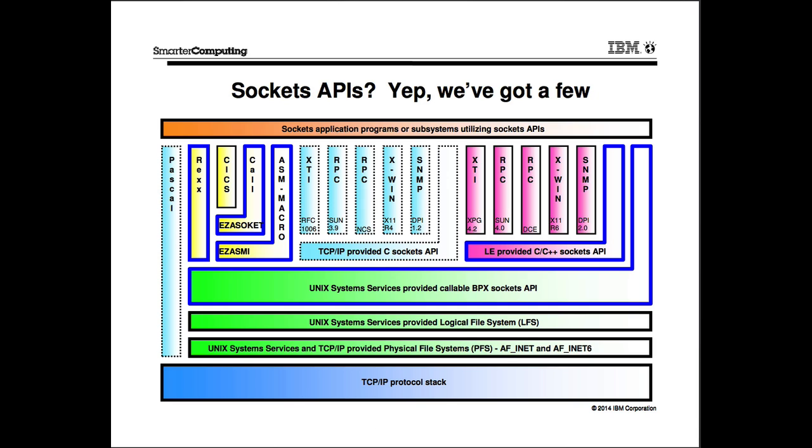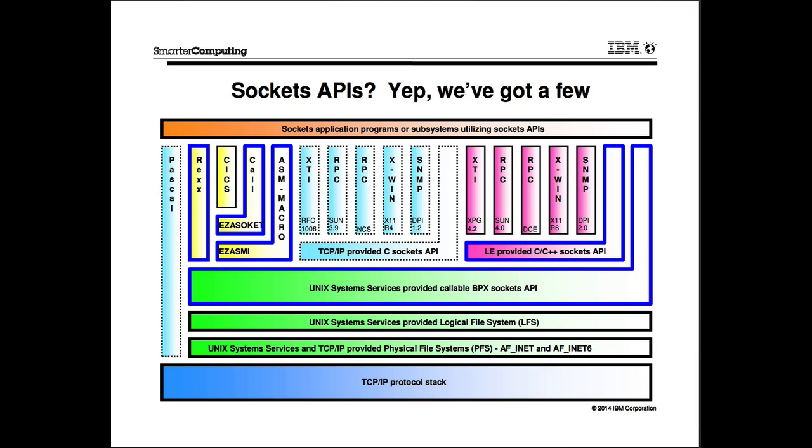So what about sockets APIs? Yeah, we got them. Basically every sockets API you can think of is supported on z/OS Communication Server. REXX, CICS, a callable API, a C API, an assembler API. We have RPC, we have X Windows, we have SNMP. We have them provided by TCP/IP directly for MVS applications. We have them provided by LE, which is a language environment that z/OS Unix uses. So Unix applications can use them. You have a lot of APIs.